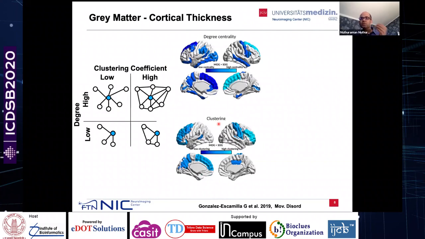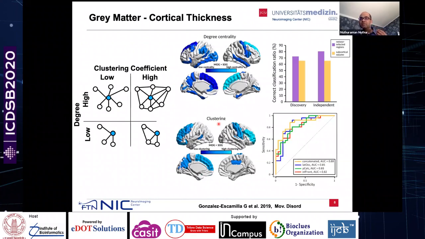So once we identify these regions, what we do is we fit that to support vector machines, and the violet is shown for the network selected regions, and the yellow or orange is shown for the volume at deeper in the brain.